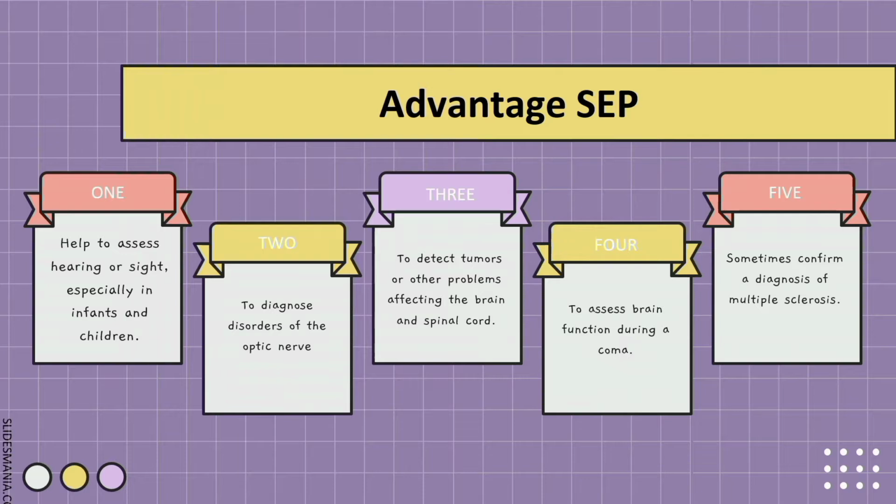As we can see, SEP also has a lot of advantages. One, it helps to assess hearing or sight, especially in infants and children. Two, to diagnose disorders of the optic nerve. Three, to detect tumors or other problems affecting the brain and the spinal cord. Four, to assess brain function during coma. Five, sometimes confirm a diagnosis of multiple sclerosis.